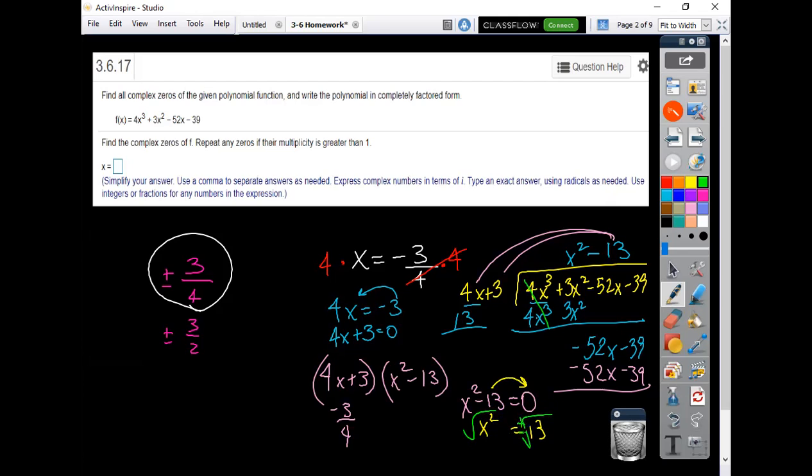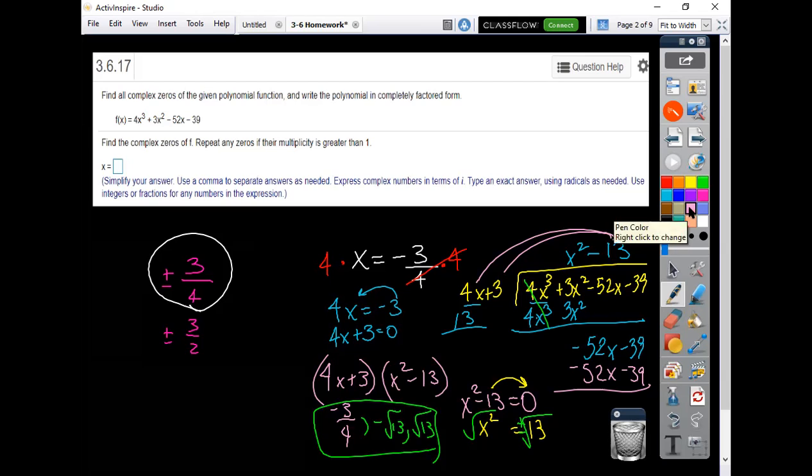So my other two zeros would be a negative square root of 13 and a positive. You don't need that plus sign in front of it. You can leave that out. Square root of 13. And those would be my three solutions for that problem. The reason I jumped over to this long division method instead of synthetic is using that negative 3/4 felt to me like it was going to be a little bit gross, but we could try it quick here.